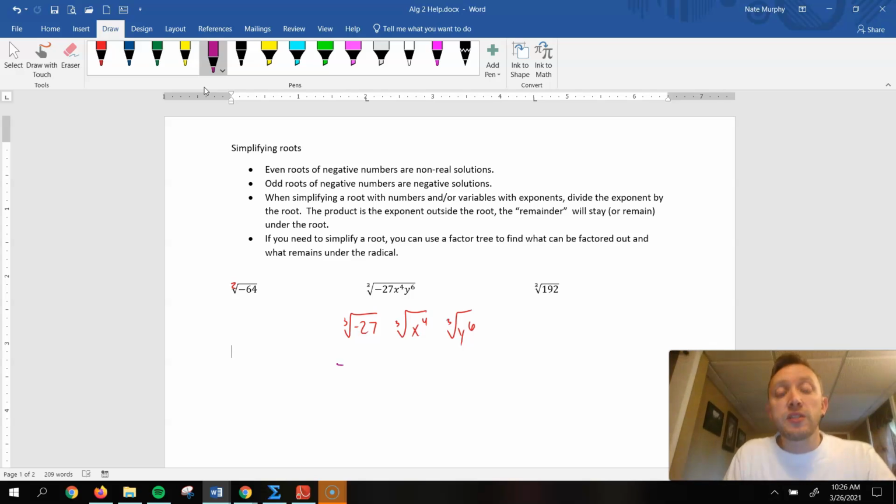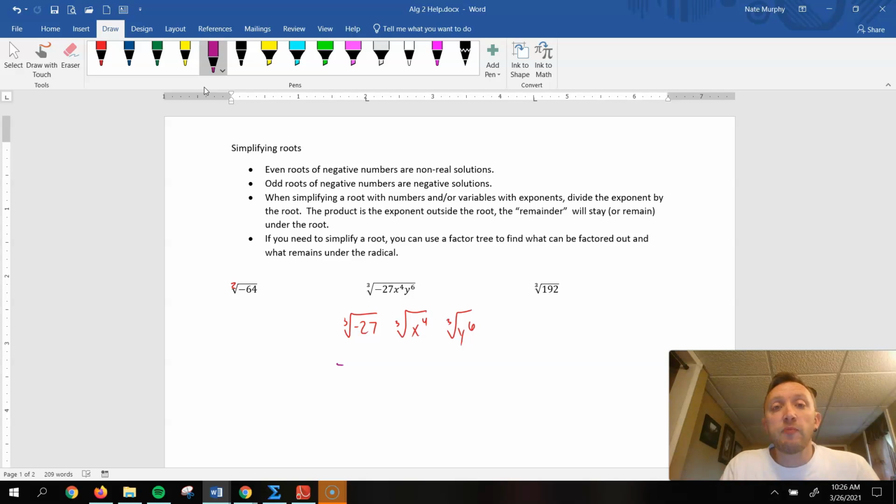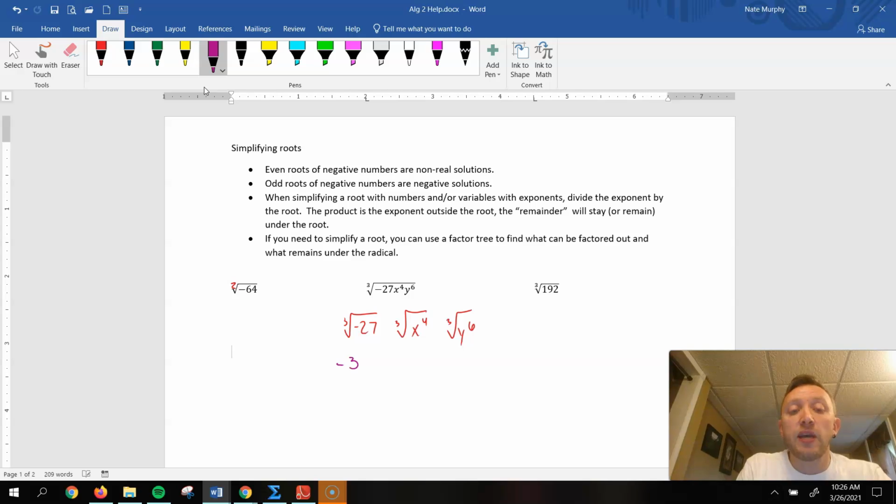Now I want to see, what times itself 3 times would give us 27? Well, it's actually one of the problems I just talked about. The cube root of 27 would be 3, because 3 times 3 times 3 is 27. So the cube root of negative 27 simplifies to just negative 3.